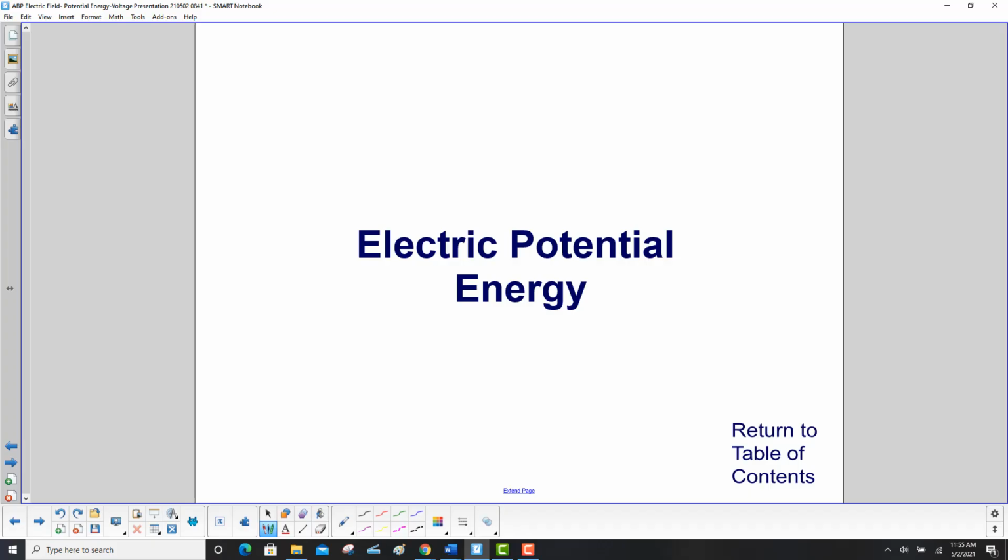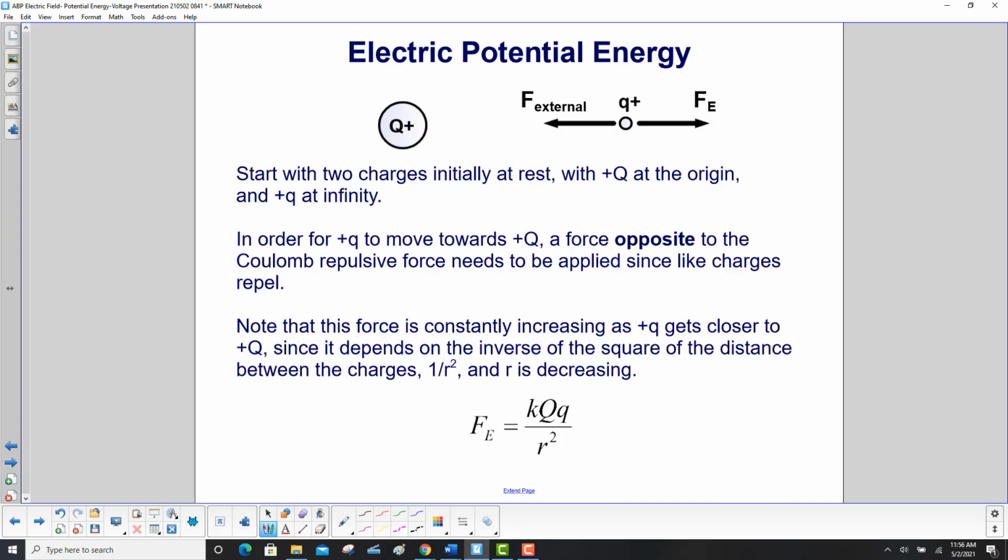Electric potential energy. Start with two charges initially at rest, with plus big Q at the origin and plus little q at infinity. Takes a little imagination for that.